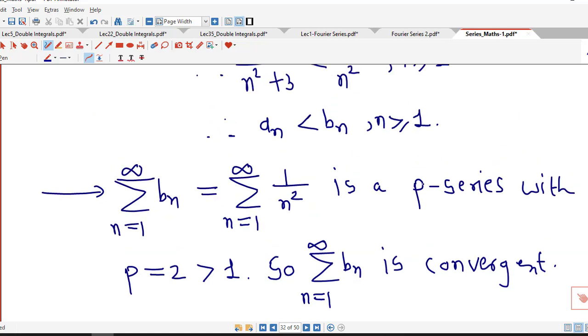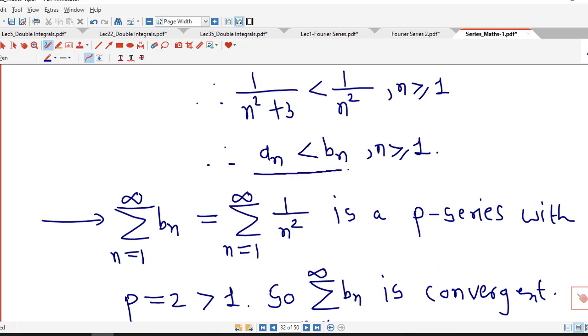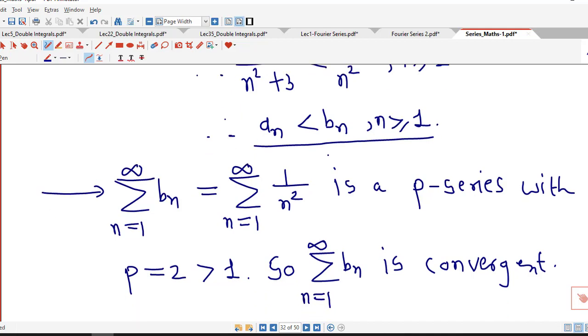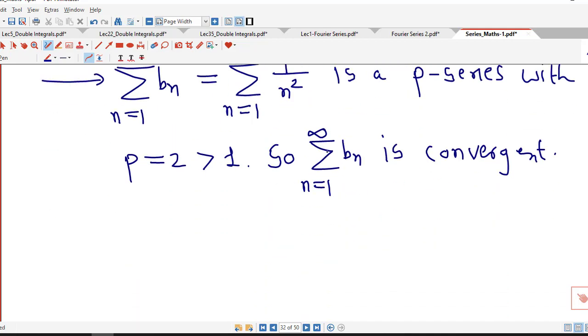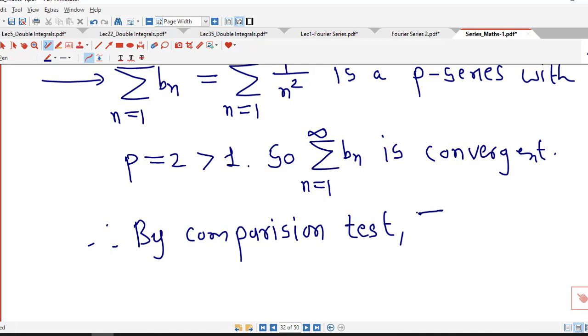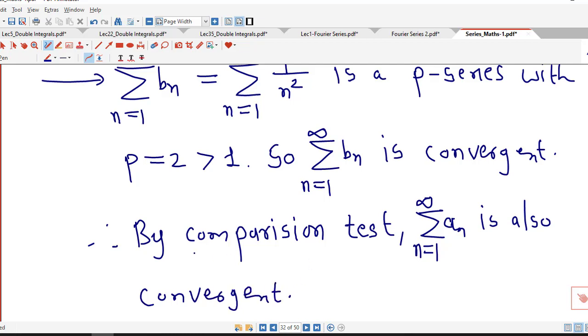And sigma an is smaller than sigma bn. If we take summation on both sides, sigma an is smaller than sigma bn. So if sigma bn is convergent, sigma an is also convergent. So therefore we can write that by comparison test, sigma an is also convergent. If we wish, we can write direct comparison, or if we write simply comparison test, then also it is fine.